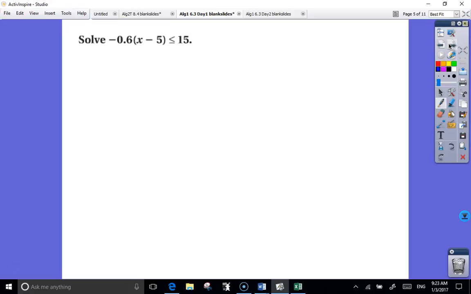So what are the steps they're going to use on this one? Distribute. Okay. So remember, if you got any issues with multiplying by negative 0.6, use the calculator. That's why you've got a calculator in front of you. Negative 0.6x, and then somebody help me. What's negative 0.6 times negative 5? Positive 3, less than or equal to 15.